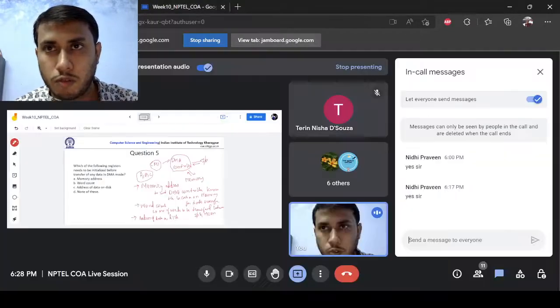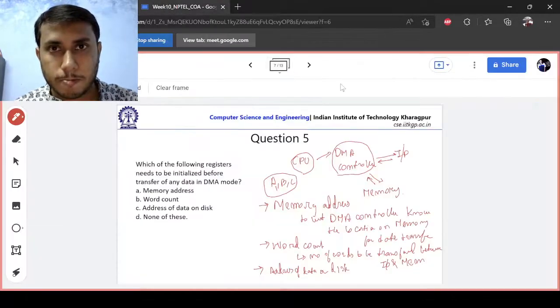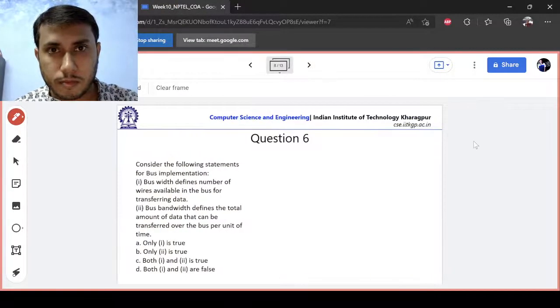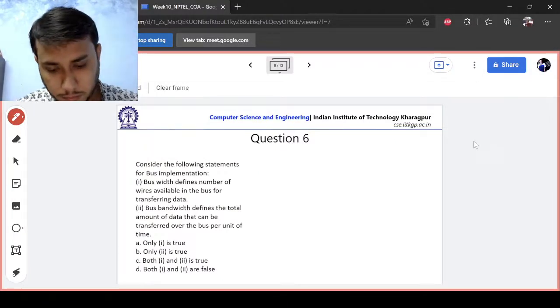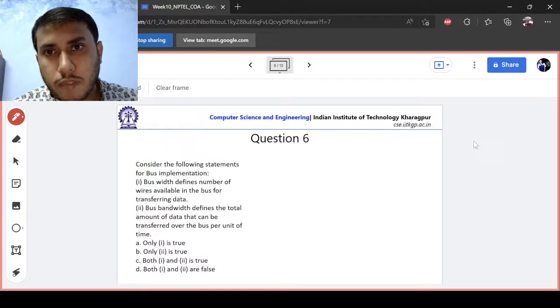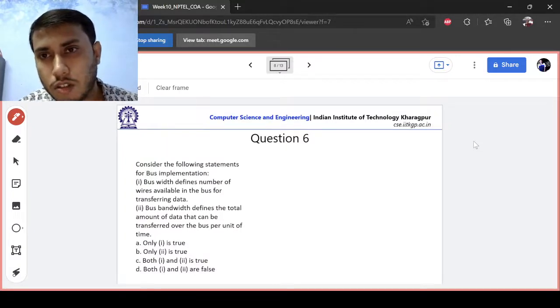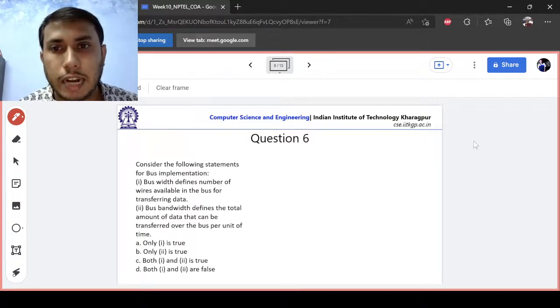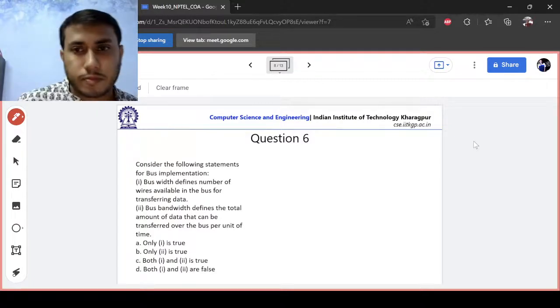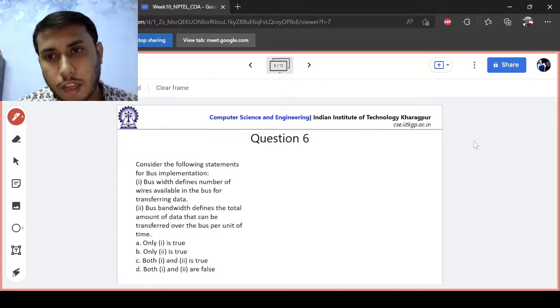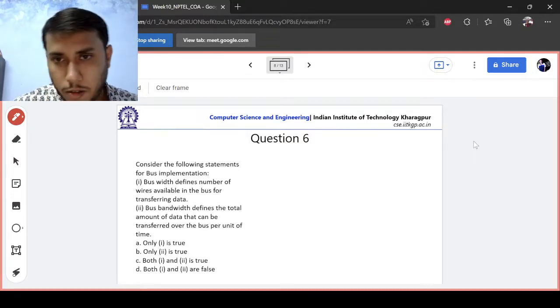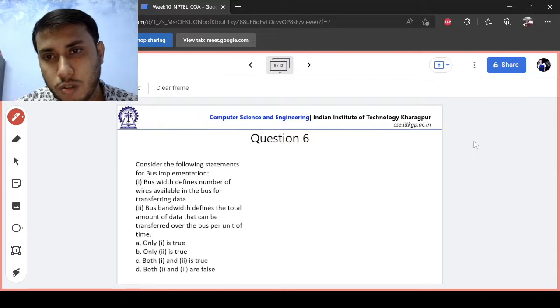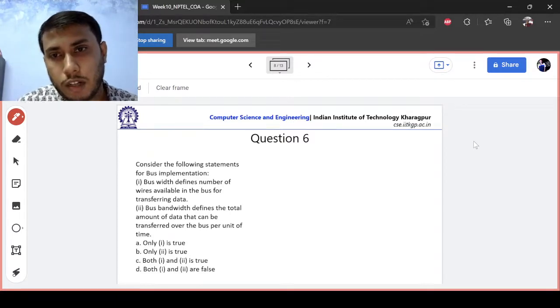Okay, so we will move to the next question. Consider the following statements for bus implementation. First, bus width defines the number of wires available in the bus for transferring data. Number 2, bandwidth defines the total amount of data that can be transferred over the bus per unit time. The options are: A, only 1 is true; B, only 2 is true; C, both 1 and 2 are true; D, both 1 and 2 are false.